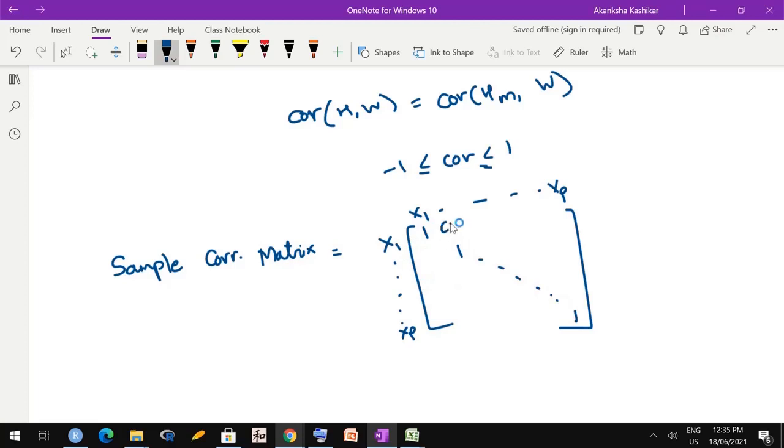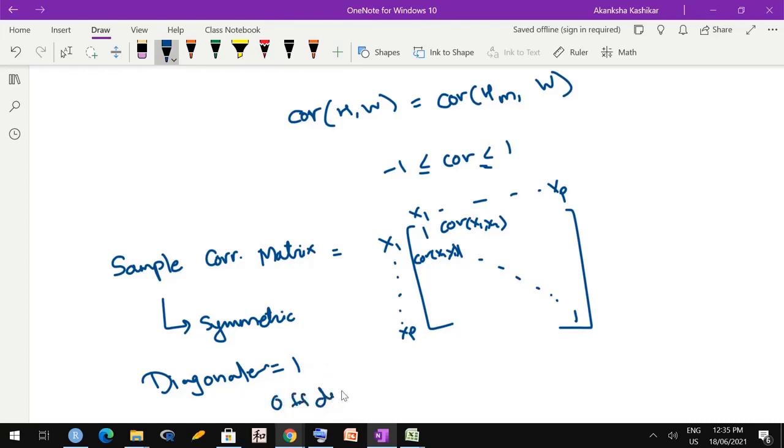And here I would have correlation between x1, x2. Here I would have correlation between x2, x1. And again correlation is symmetric, so my sample correlation matrix will also be symmetric. And one more property: all the diagonal entries would be equal to 1, and off diagonal entries would always be between -1 and +1. So if I denote C as the correlation matrix, Cij would always be between -1 and +1. Is it okay?